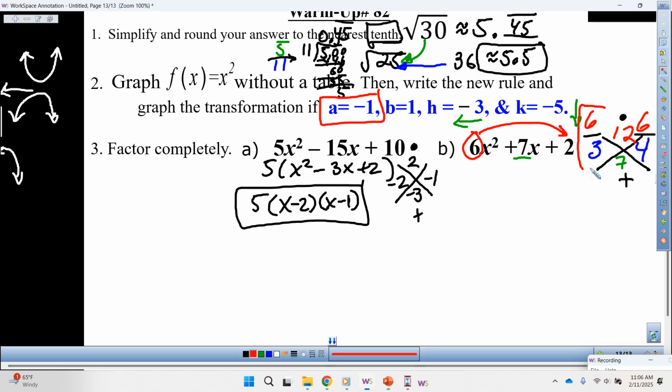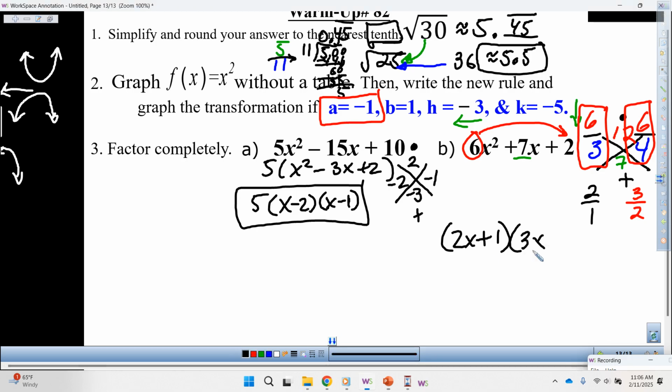Can we reduce this one? Yes, that's 2 over 1, or my first factor, 2x plus 1. Can we reduce this one? Yes, that's 3 over 2, Mr. Q. So my factors are 3x plus 2.